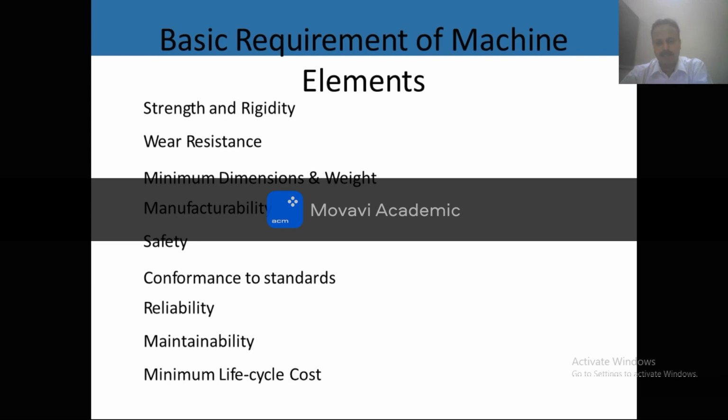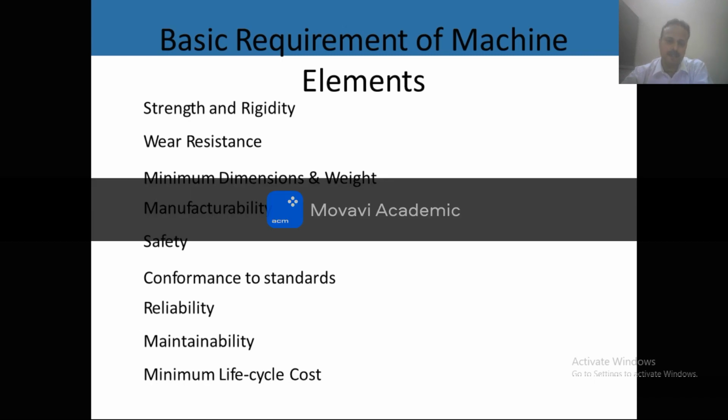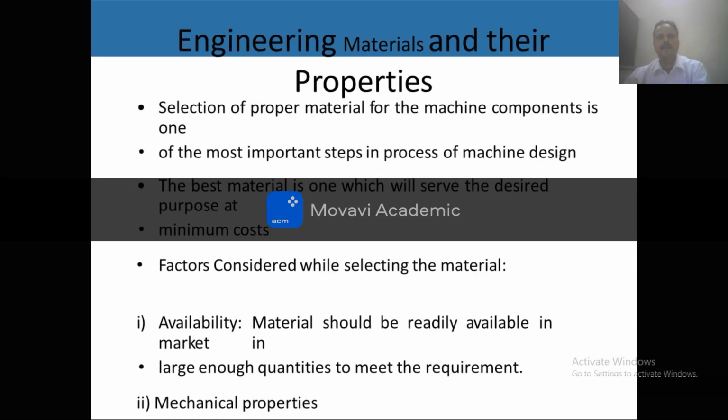And the next one is minimum life cycle cost. Minimum life cycle cost means that the life cycle of the body or the component that we have designed should involve a lesser number of cost parameters while relating it to its overall maintenance.